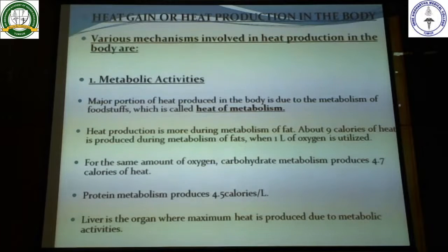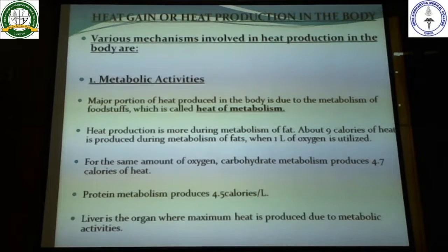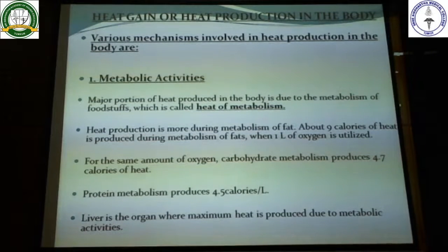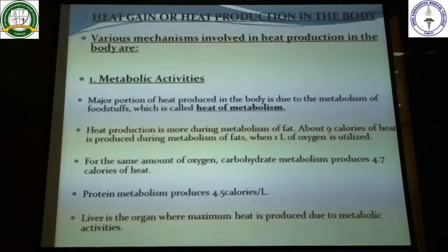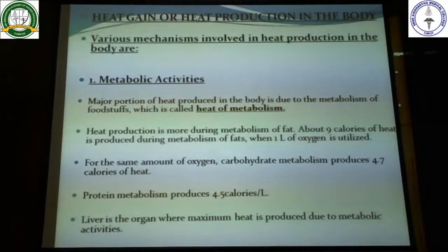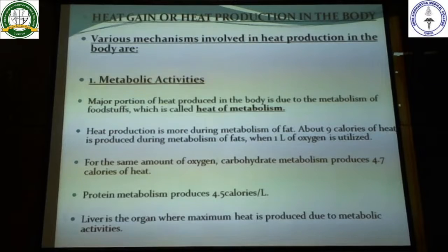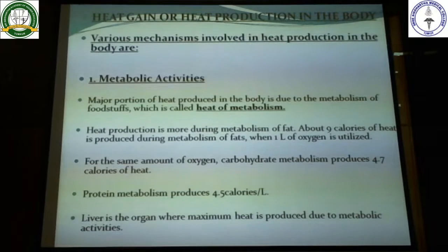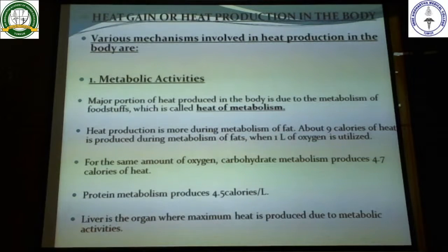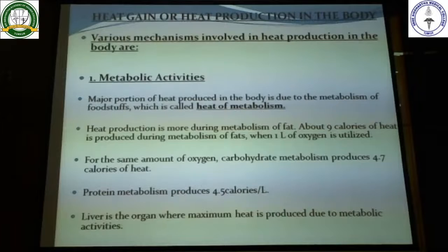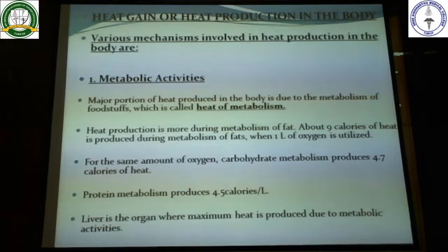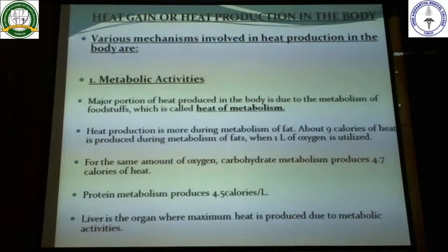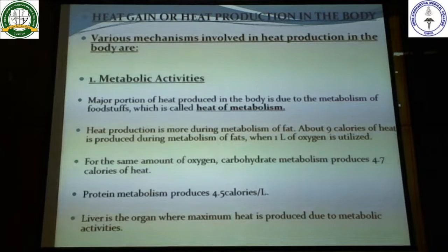You might have read in various general knowledge books that the heat generated during metabolism of fat is the highest, followed by the carbohydrates and followed by the proteins, right? So let's see how much heat is being generated. When 1 liter of oxygen is utilized and fat is metabolized, 9 calories of heat is produced during the metabolism of fats.